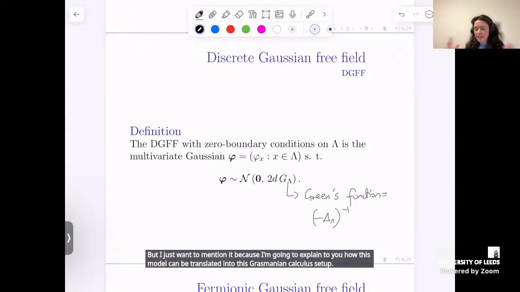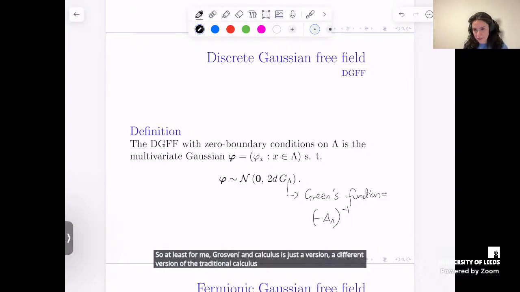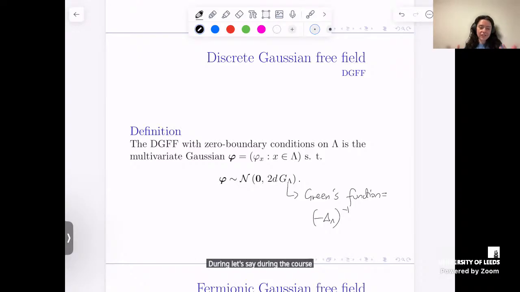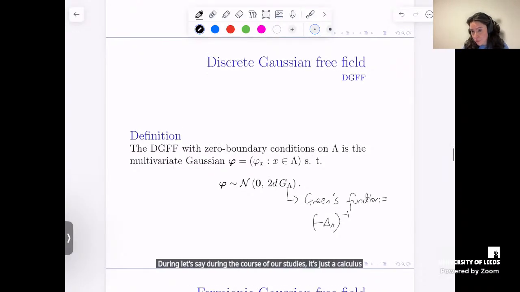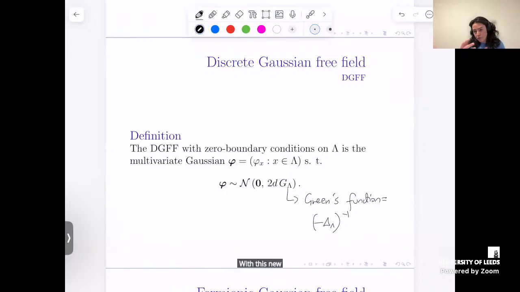So at least for me, Grassmannian calculus is just a different version of the traditional calculus 101 that we study during, let's say, the course of our studies. It's just a calculus with different rules. And in the same way, I can do probability in the traditional way with the usual calculus rules. I can also do probability with this new Grassmannian or fermionic rules.